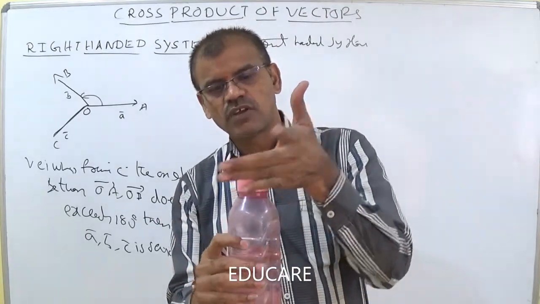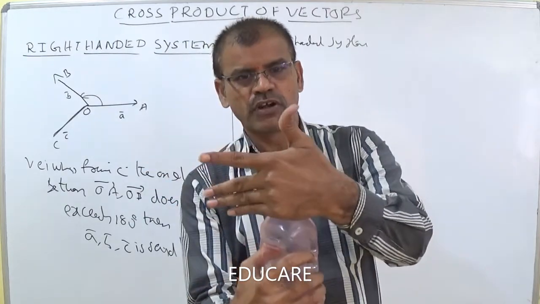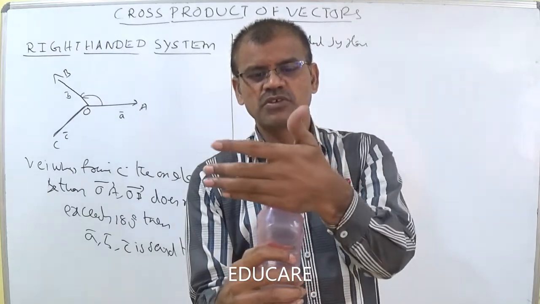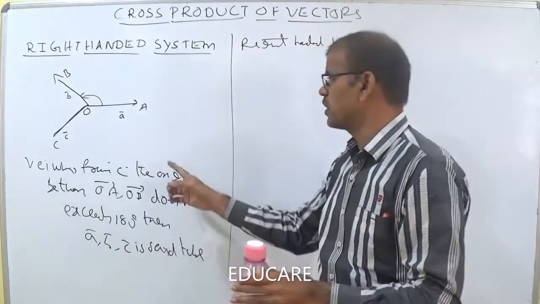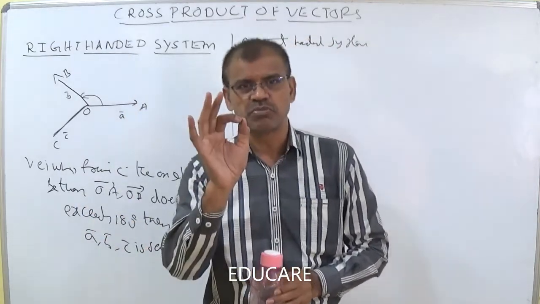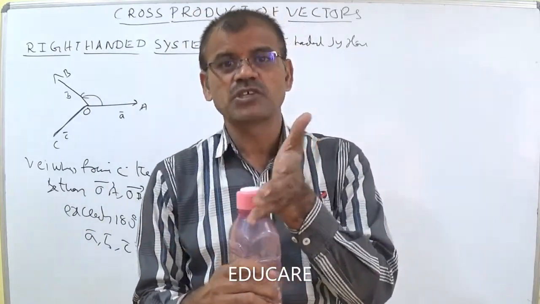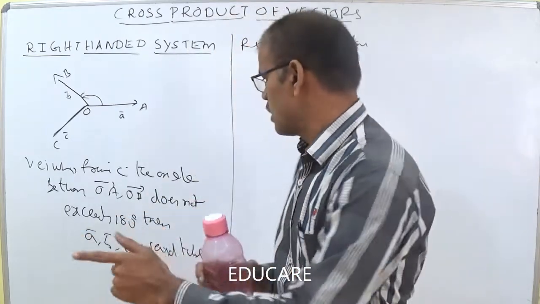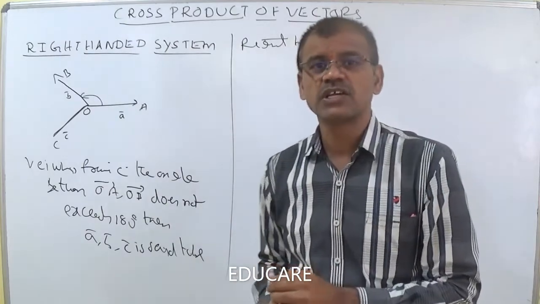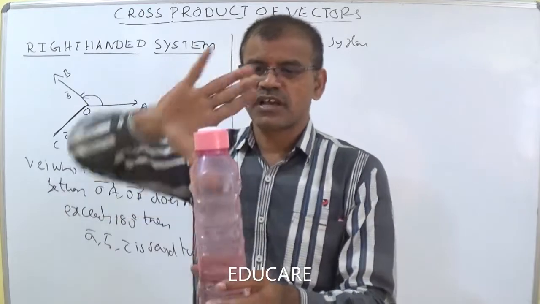Now with the left hand you take it, it is also opening. Then what is happening? This thumb is in the upward direction. So this is also a right-hand system. You should say that viewing from point C, the angle between A and B does not exceed 180 degrees, which means it should be in the positive direction of the x-axis. Even if you take the left hand, it is a right-hand system, whenever the angle does not exceed 180 and is in the positive direction of the x-axis.